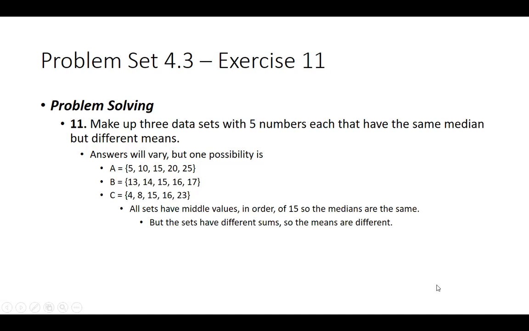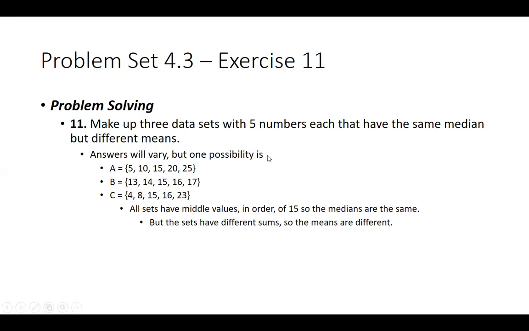Number 11 is similar, but opposite. This time, we want to make up 3 data sets with 5 numbers each that have the same median, but different means. Again, your answers will all vary, but here's one possibility and how I came up with it. This time, to make sure that they have the same median, I made sure that 15 was the middle number for all of them.